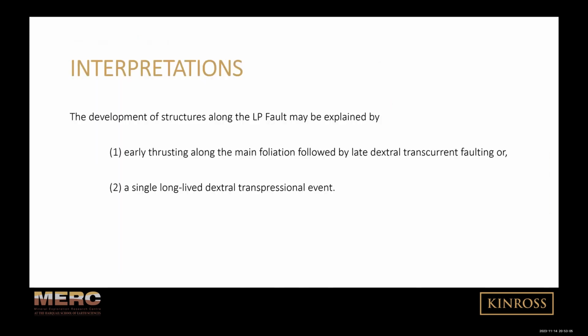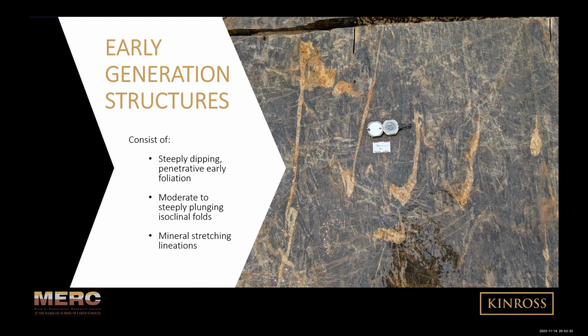So now that we have that out of the way, let's get into the actual structures. There are 2 interpretations for the structures that we're seeing along the LP fault. One is that we have early thrusting along our main foliation plane, followed by a later dextral transcurrent faulting, or that we have a single long-lived dextral transcurrent event. I'll be making the case for a single long-lived dextral transcurrent event. To go over that, let's first look at the structures themselves, which can be broken up into early generation structures and later generation structures.